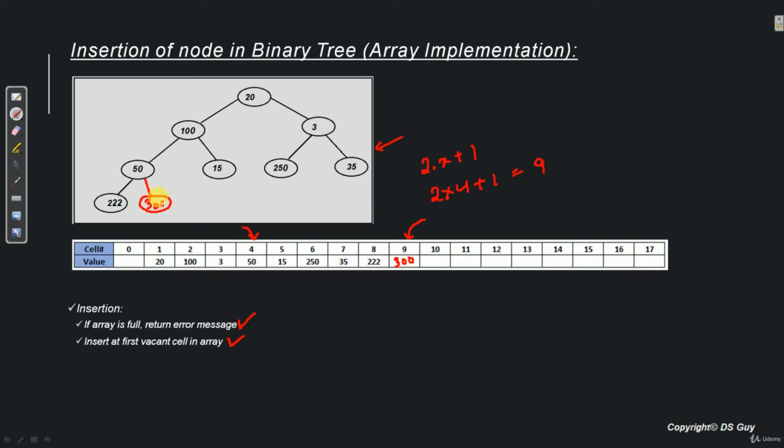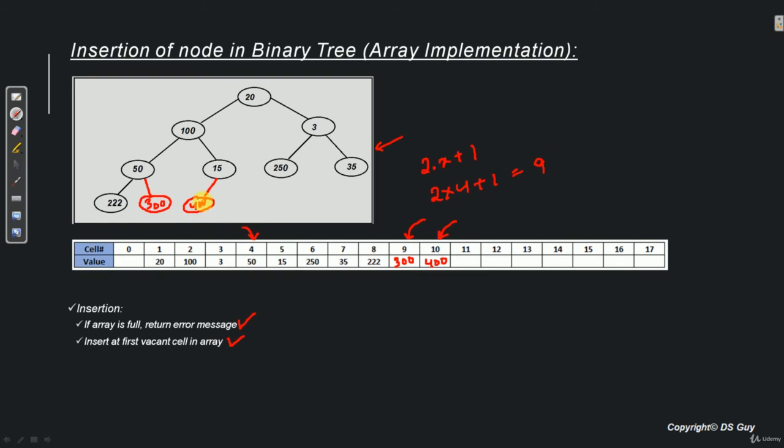Now let's say we want to insert one more value, say 400. So we again do the same thing. That is, we'll first see which is the first empty cell in this array. We see that cell number 10 is the first empty cell. So we insert 400 here. Now as soon as we put 400 here, this automatically becomes the left child of 15.